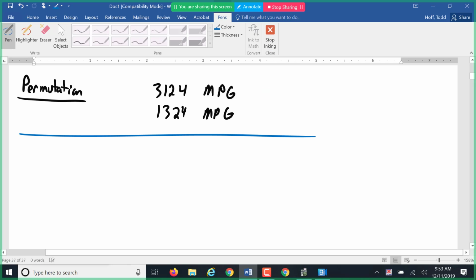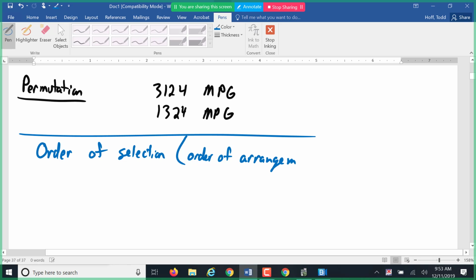So in a permutation, the key is the order of selection, or sometimes just the order of arrangement. Write that legibly. Matters. If they're arranged in a different order, it's a different license plate. Well, we're going to assume that they are always going to be arranged in the order they're selected. So we just have to talk about the order of selection. We're not going to rearrange them later.